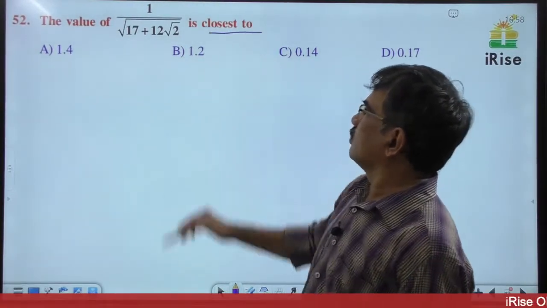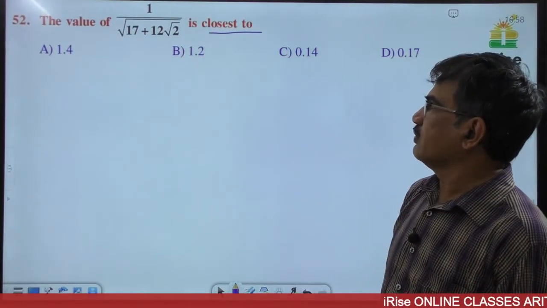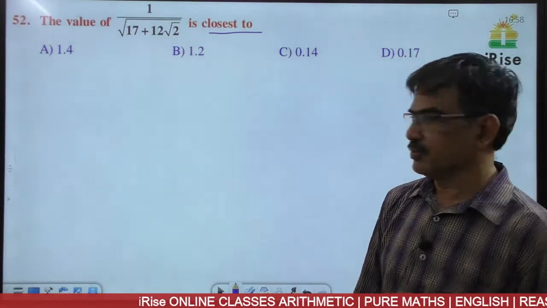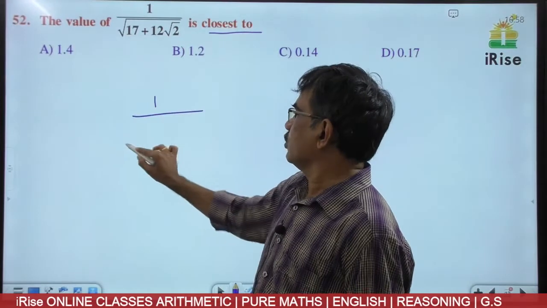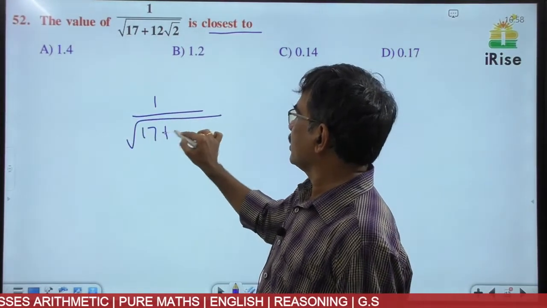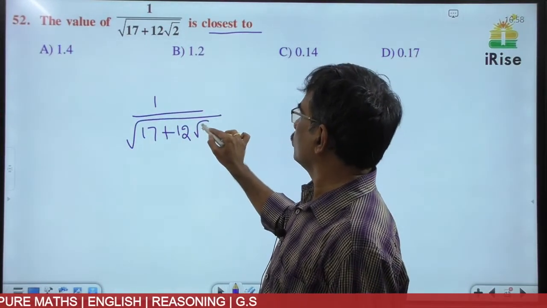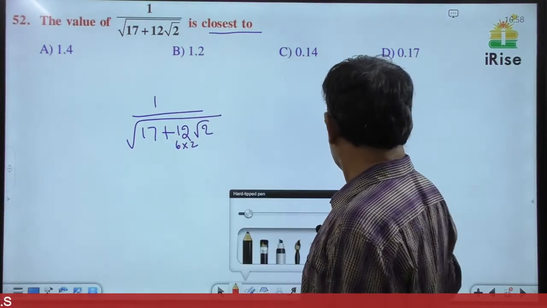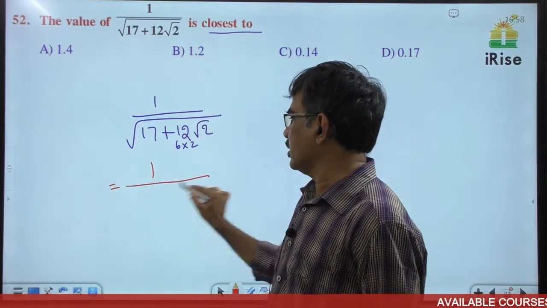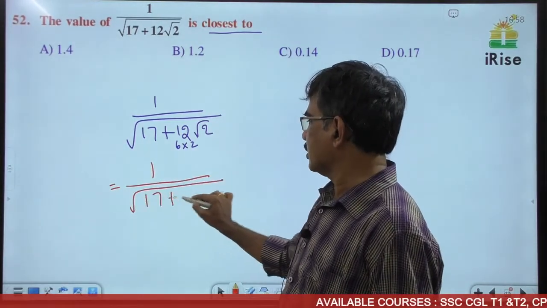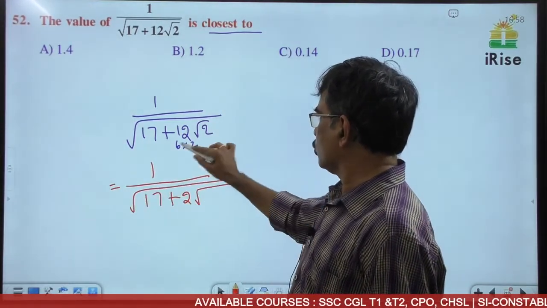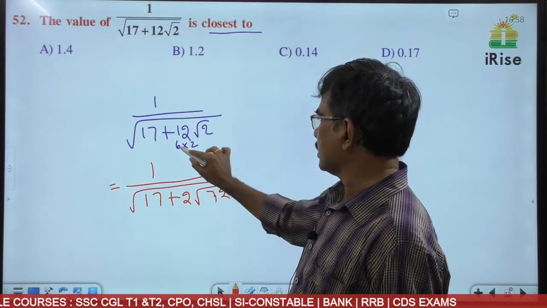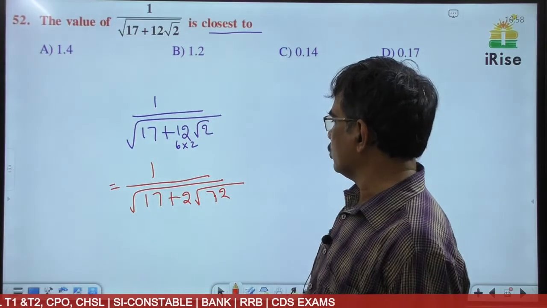This is the same as this one. Root of 1 by root of (17 plus 12 root 2) is closest to what? 1 by root of (17 plus 12 root 2). This can be written as 6 into 2. So therefore this can be written as 1 by root of (17 plus 2 root 2 into 36), which is equal to 72. If it is transferred into the root, it becomes 36 into 2, 72.